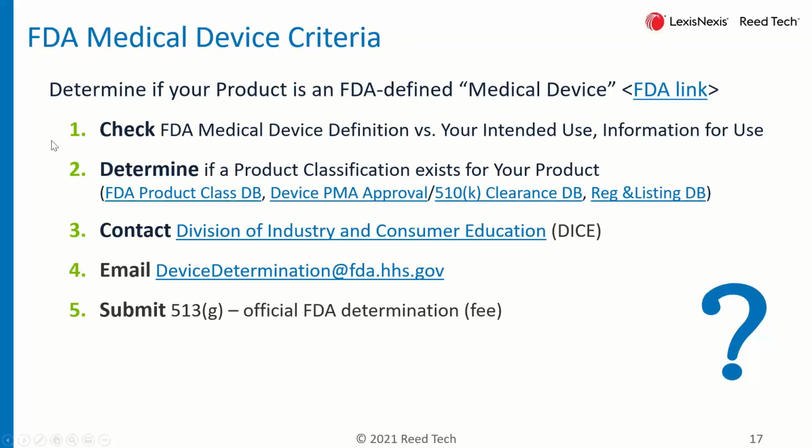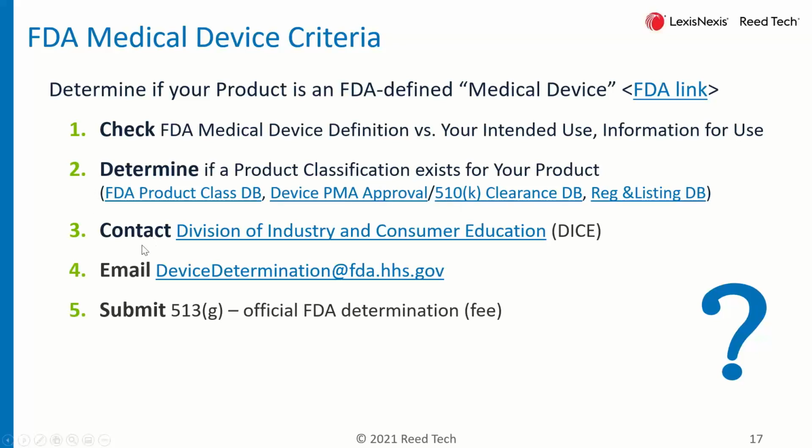But the first one is to, first of all, check against the FDA definition. Follow the link in the upper right there. It gives you some steps very similar to what you see here. And you can compare your claims about your product, your intended use, your information for use, and see how it bounces against the FDA definition. That's one of your primary functions that you need to answer. And then there's some other resources that you can dive into.